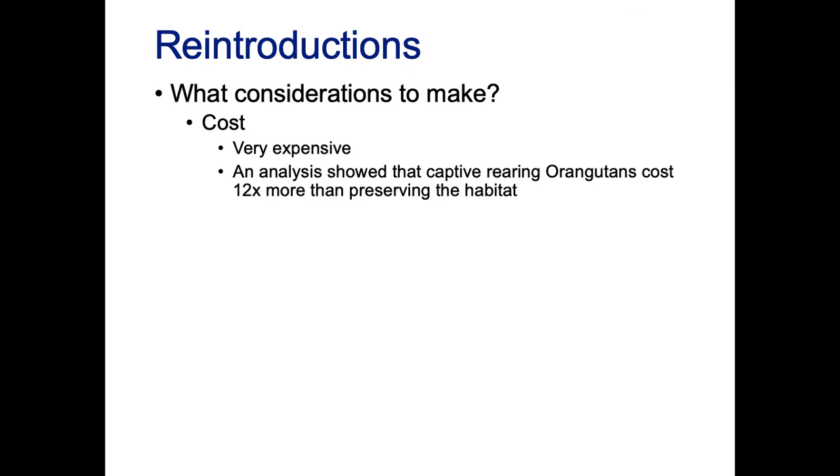So we want to keep species from being extirpated so we don't need to do reintroductions, because it's much, much more expensive to do the reintroduction than to protect the habitat in the first place and try to make sure that that species doesn't need to be reintroduced.